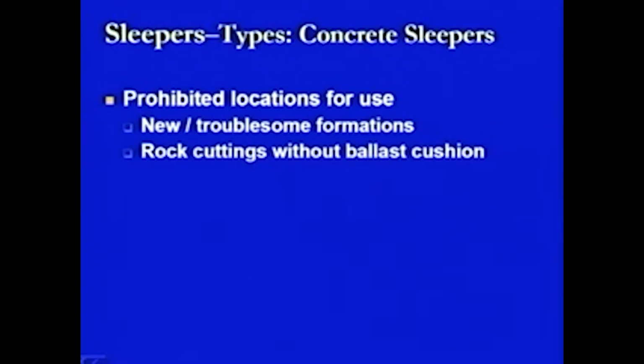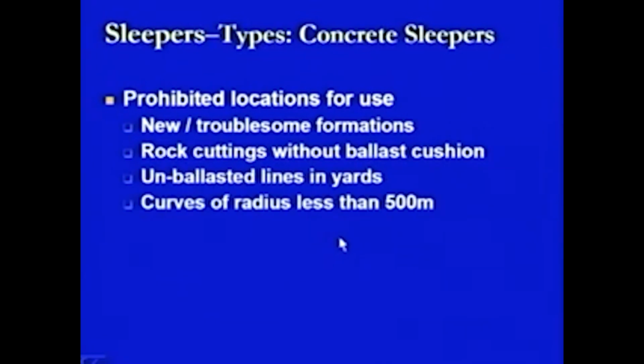The rock cuttings without ballast cushion, that is another area where, if the track is directly being laid on those rock cuttings, then in that case the concrete sleeper should not be used. If they have to be used, then the ballast will also be used. Then unballasted lines in yards, again in those conditions the concrete sleeper should not be used.